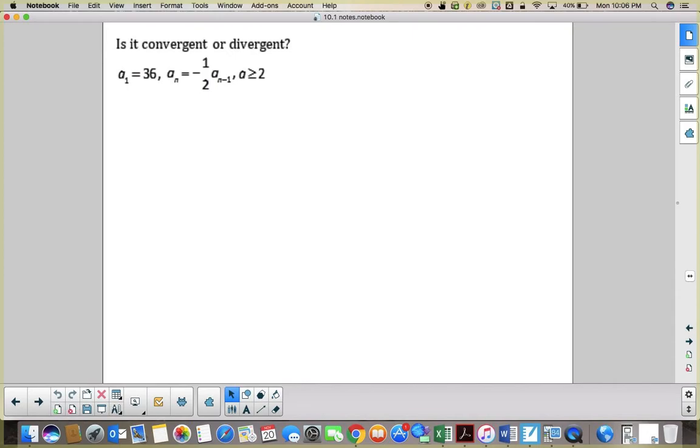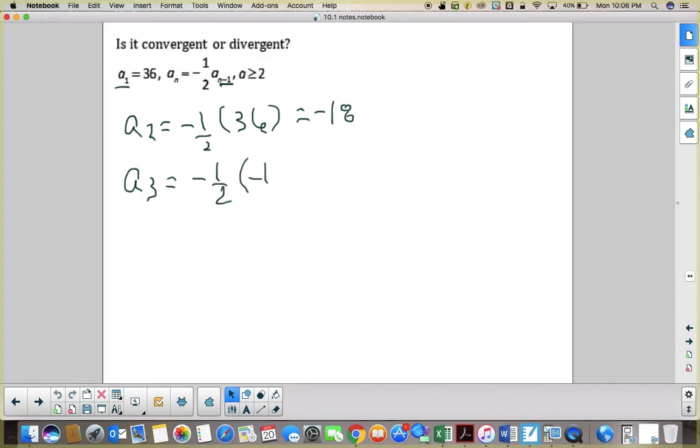We already have the first term, so we can go to a sub 2 because we need the previous term, and we do have the previous term. So a sub 2 would be negative 1/2 times 36, which would give me negative 18. A sub 3 would be negative 1/2 times negative 18, which would give me positive 9. A sub 4 would be negative 1/2 times 9, which would give you negative 4.5.